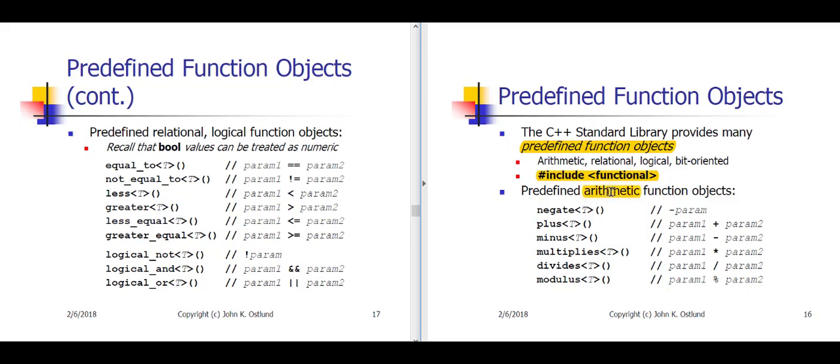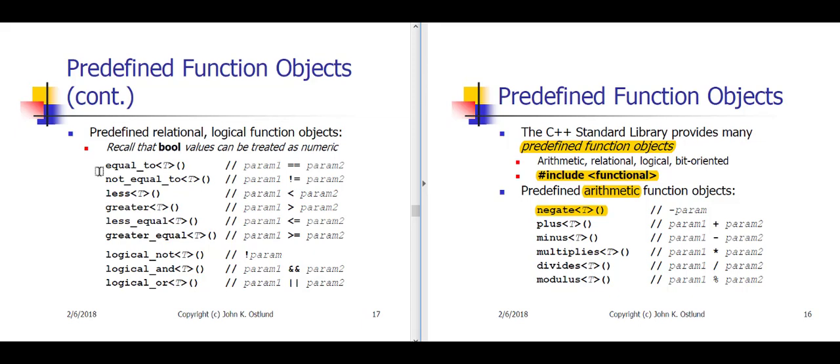The arithmetic function objects include negate, which simply returns the negative of its parameter. It's the only unary operator of the arithmetic function objects. Then we have plus, minus, multiplies, divides, and modulus, which have the obvious meanings. These are all binary function objects.